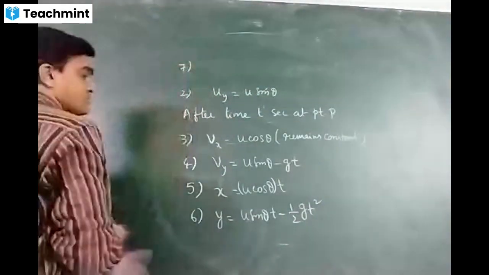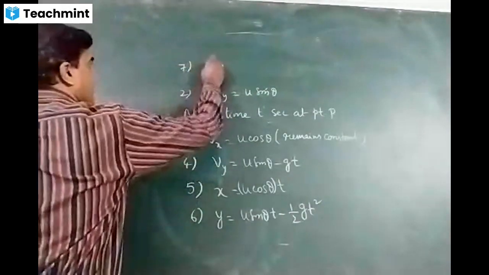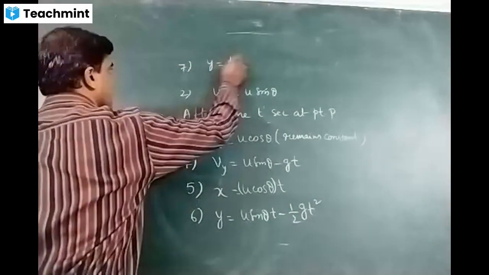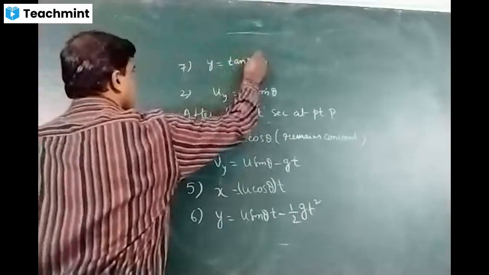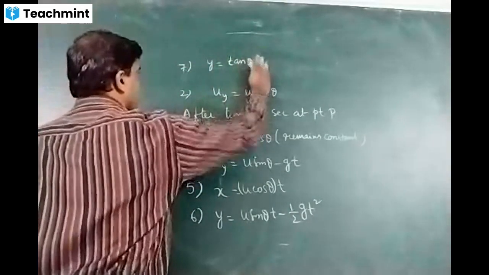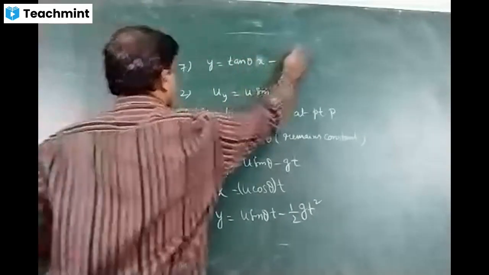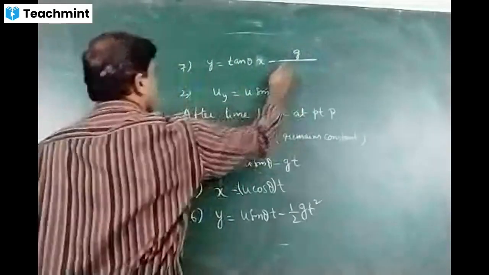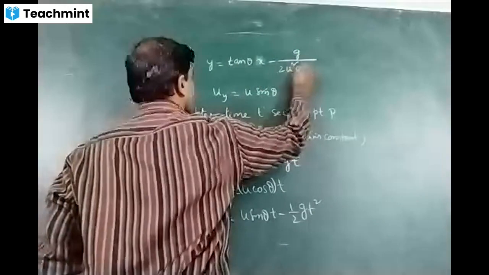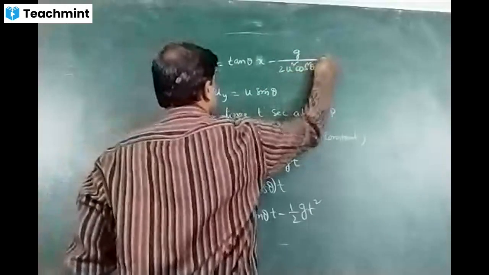Number 7: y is equal to tan θ into x minus g by 2u² cos² θ into x².